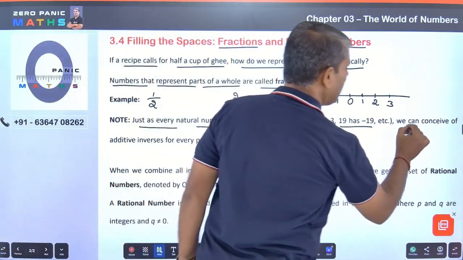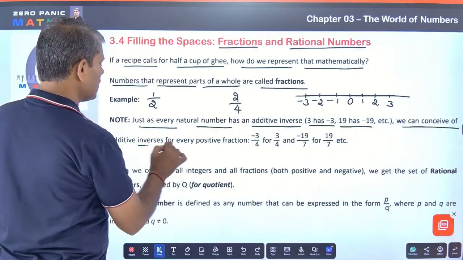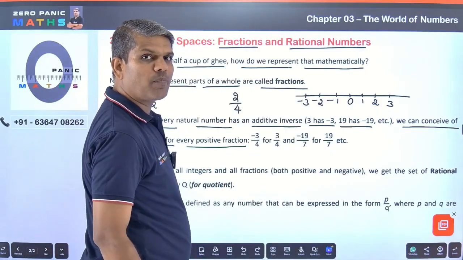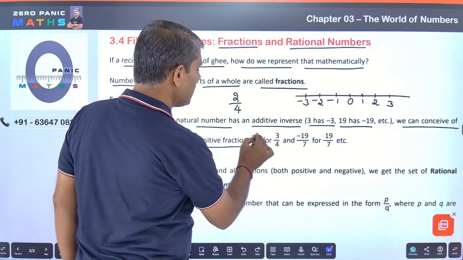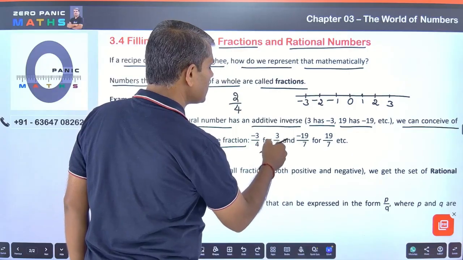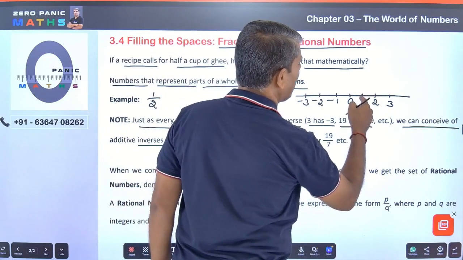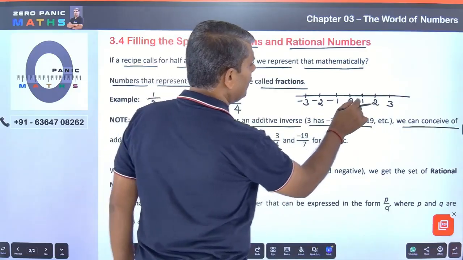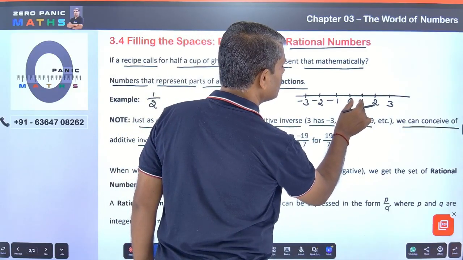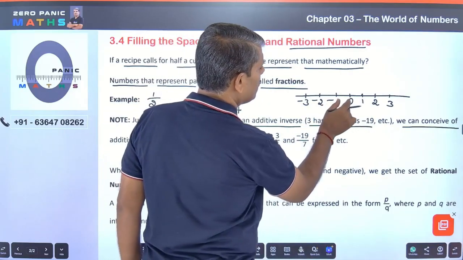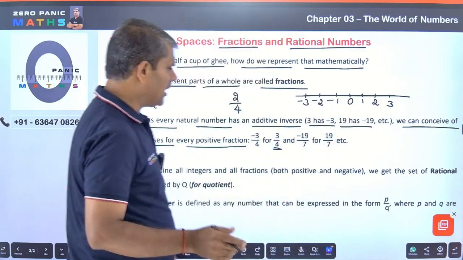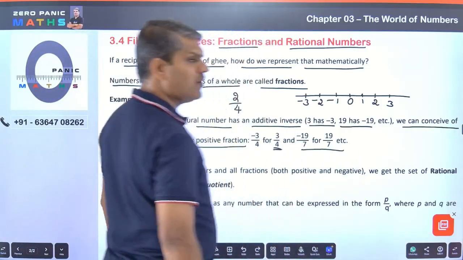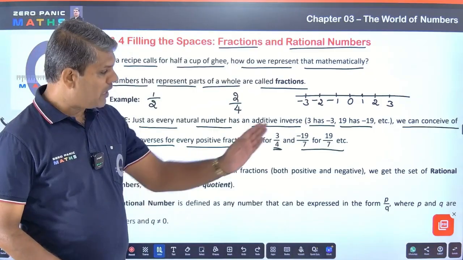Okay, so we can conceive of additive inverses of every positive fraction also. Okay, so it is 3 by 4. 3 by 4 is 3 parts out of 4 parts of a whole. So -3 by 4 is for 3 by 4. So 3 by 4 is a number between 0 and 1, a number less than one, right? So if there is a number between 0 and 1, that is 3 by 4, there will be a number -3 by 4 between 0 and -1. That is what it says. Okay, additive inverse for fractions as well. Similarly, -19 by 7 is the additive inverse of +19 by 7.